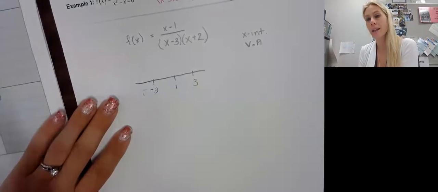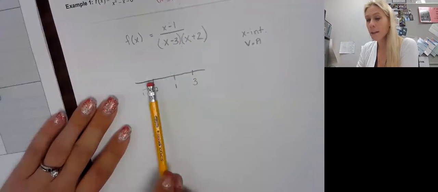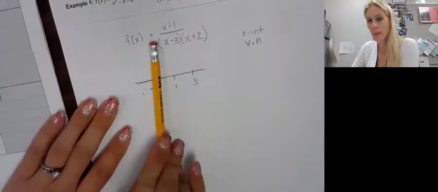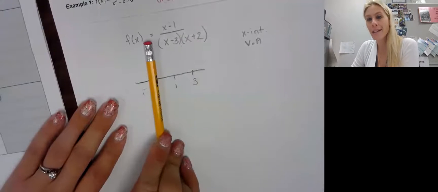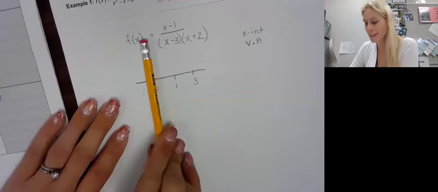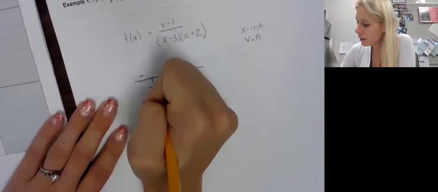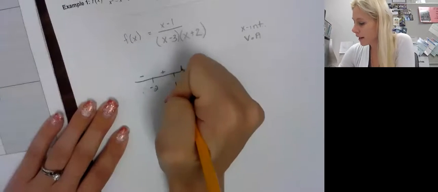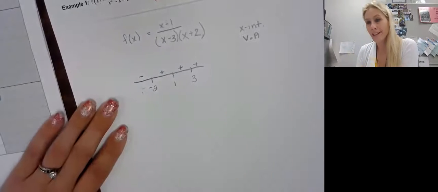But there's a pattern that always happens. So here's what we do. For every number I see, I put my pencil right on top of it. Everything to the left of that number is negative. Everything to the right is positive. So for that -2, I have a negative, then everything on the right is a positive. That is just for the -2 though.